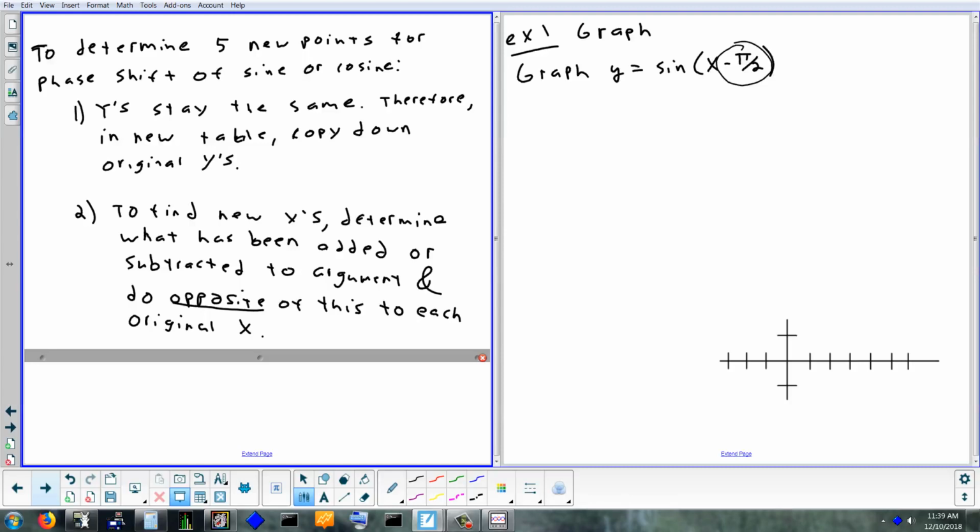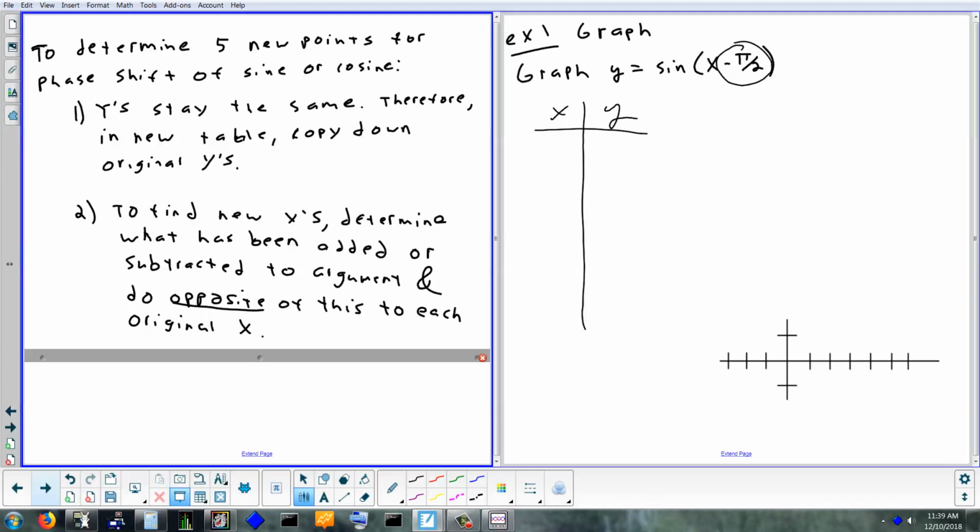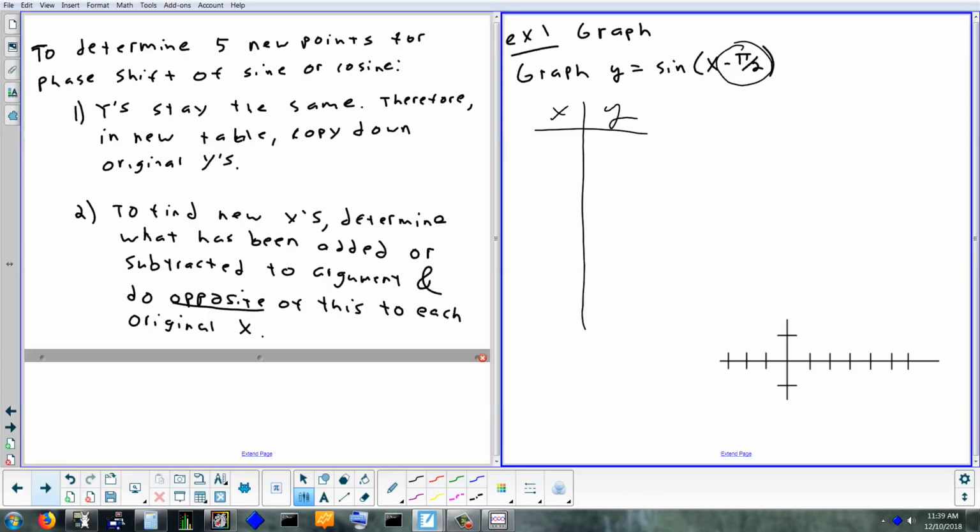Okay, so let's see if we can figure out the 5 points we're going to need to sketch this graph. So Kathleen, what values could we fill in right away? Because they're not changing at all. The y values. So I'm going to go to my table for sine, look up the y values, and write them all down right now. Can someone remind me what my y values are for sine? 0, 1, 0, negative 1, 0.